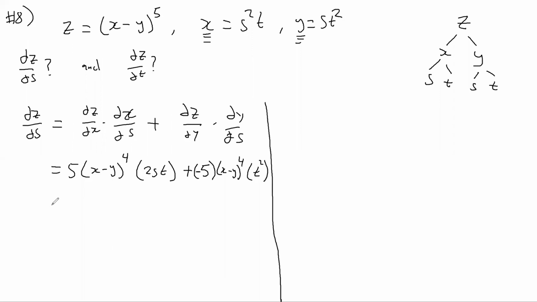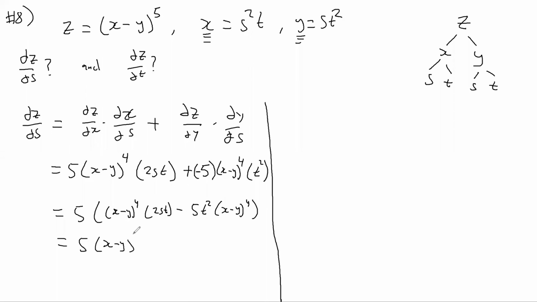You can try and simplify this down. I can take a 5 out first. So I have (x minus y) to the power 4, I have 2st plus, or rather minus 5t squared, times (x minus y) to the power 4. You can factor (x minus y) to the power 4 out, and I get 2st minus 5t squared. Okay, so that's dz over ds.